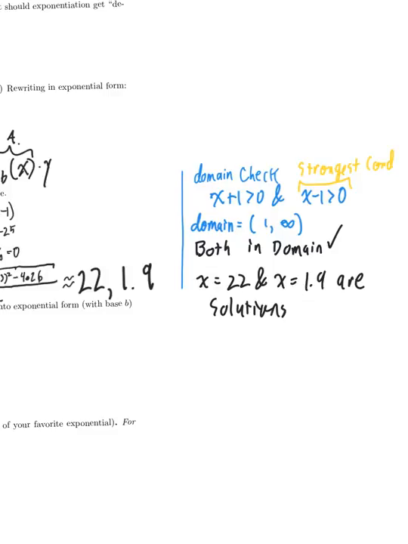All right, I went back and I checked the tape. It wasn't 1.9, it was 1.2. But it stands. Both of those are in the domain, so those two things are both solutions.